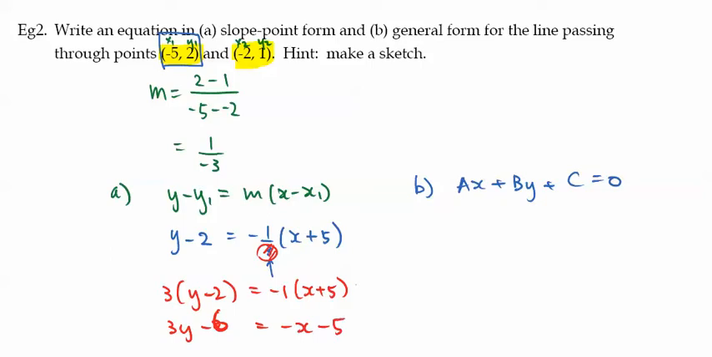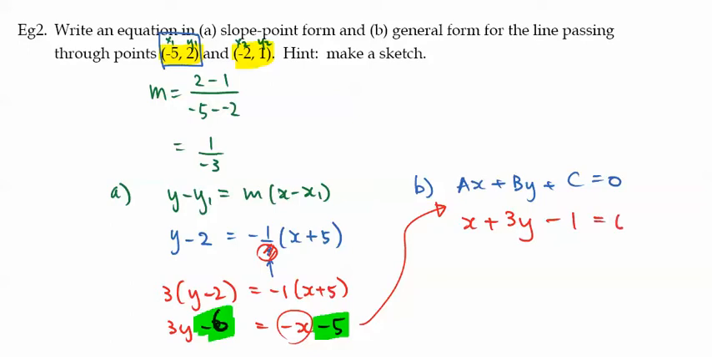I can now group all the terms together, put them on the same side, and turn it into general form. So now, if I move the negative x to the left hand side, that becomes positive x, plus 3y on the left hand side, and finally negative 5, bring it to the other side, it becomes plus 5. So negative 6 plus 5 gives us minus 1 in the equation. So that would be the equation in general form.